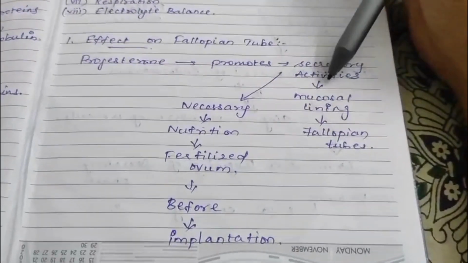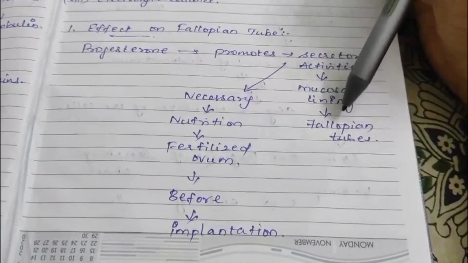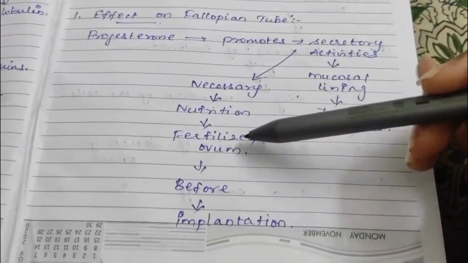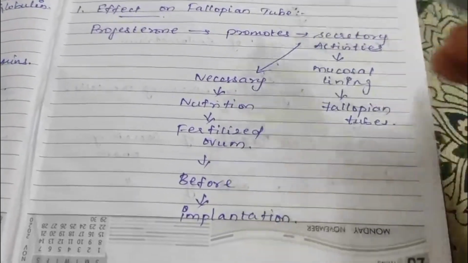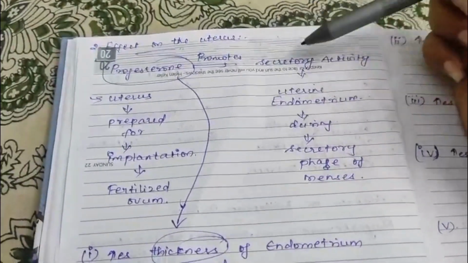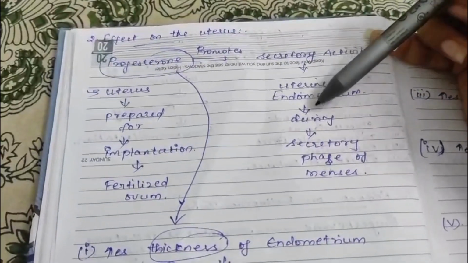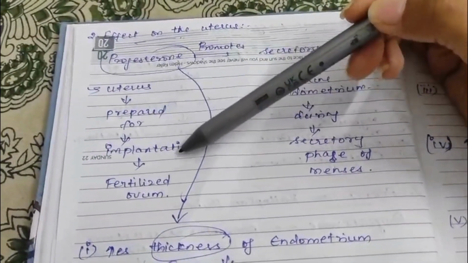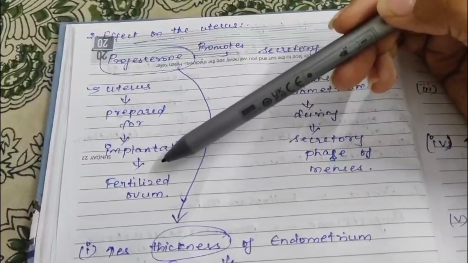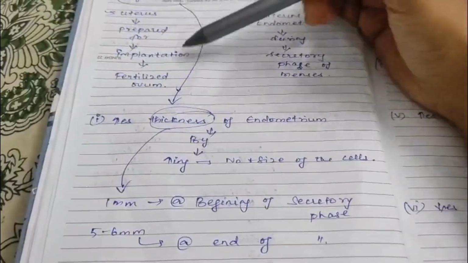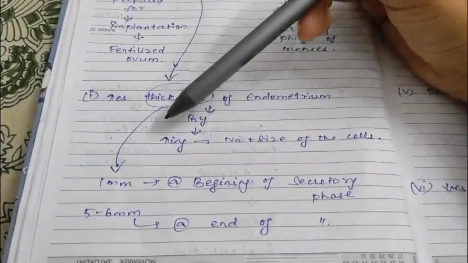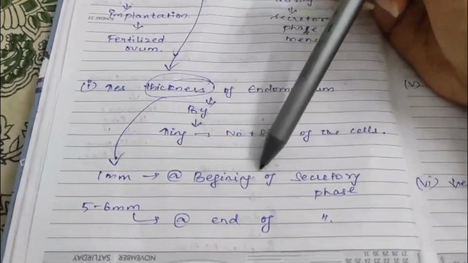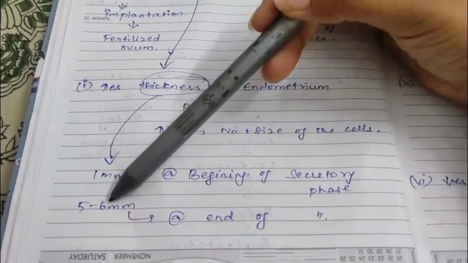Effects on the fallopian tube. Progesterone promotes the secretory activities of the mucosal lining in the fallopian tube. These secretory activities are necessary for the nutrition of a fertilized ovum before implantation. Effect on uterus. Progesterone promotes secretory activity in the uterine endometrium during the secretory phase of the menses. The uterus is prepared for implantation of the fertilized ovum. Progesterone increases the thickness of the endometrium by increasing the number and size of the cells. The thickness is 1 mm at the beginning of the secretory phase and 5 to 6 mm at the end.